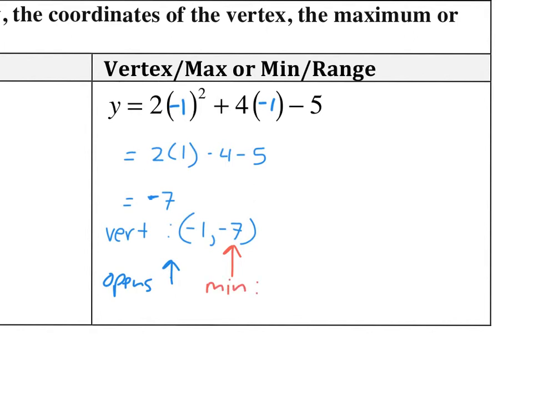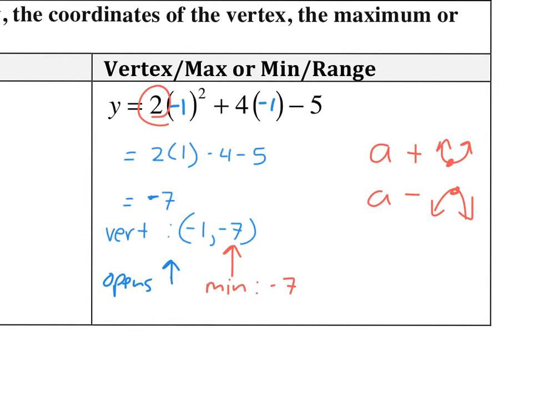Wait, how do you tell if it opens up? This number right there? If it's positive, it's up? Yep, so it's like a smiley face. If a is positive, it's a smiley face. If a is negative, it's a sad face, upside down. In this case, the negative means the vertex is a maximum. The positive means that the vertex is a minimum.